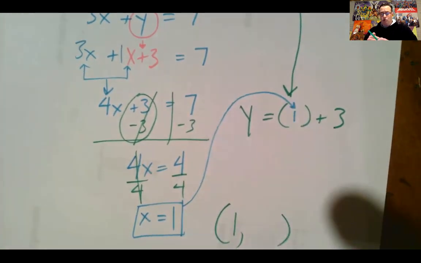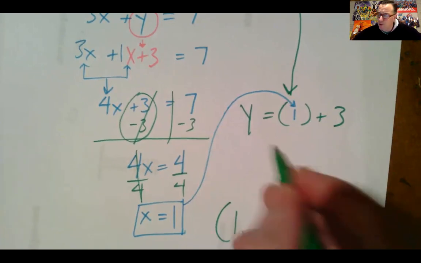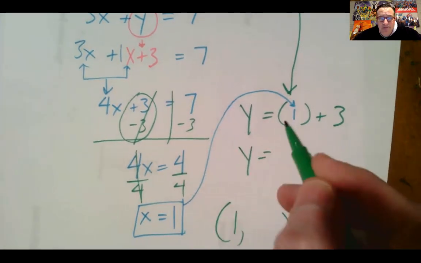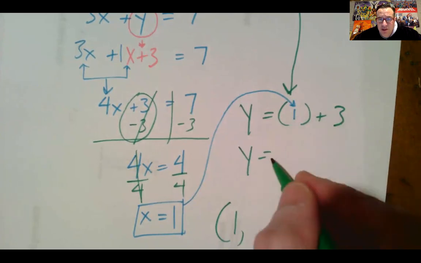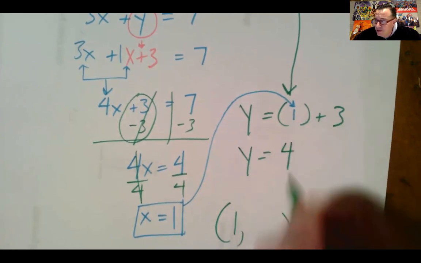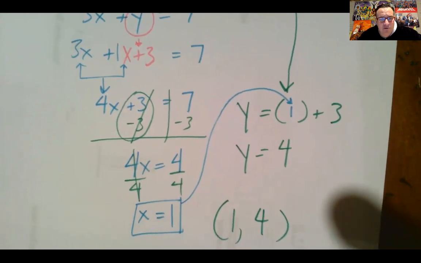And now, guys, I bet you could tell me what's 1 plus 3. If I put those together, what's 1 plus 3 going to be? Yeah, it's just 4, guys. My answer to this is 1 comma 4.